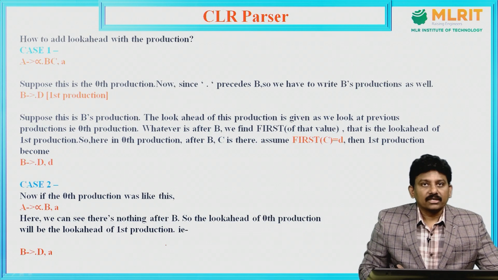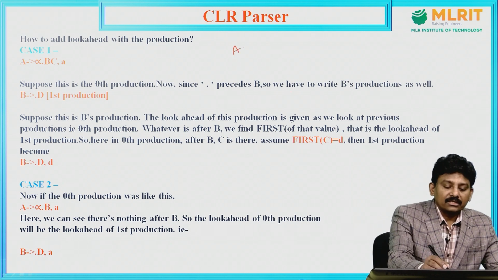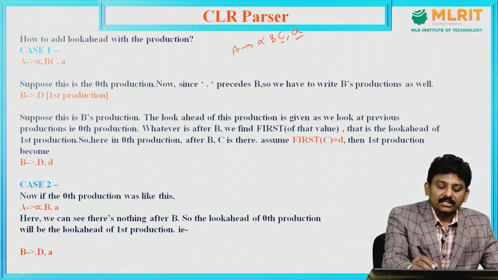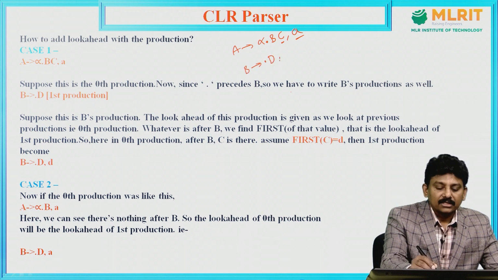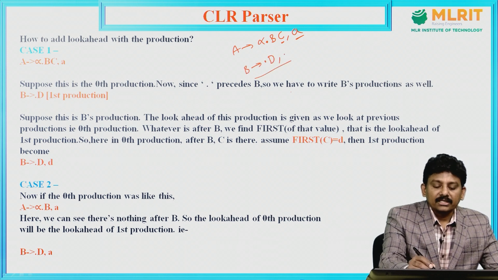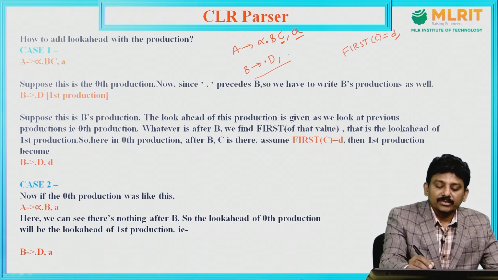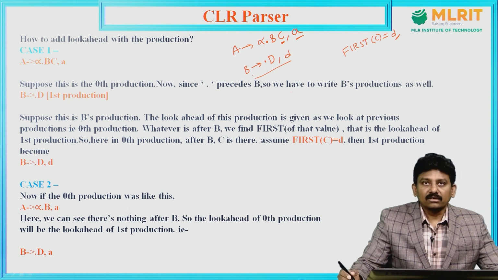How to add lookahead to the rules? Case 1: if there is a rule A derives alpha dot B C, comma a as the lookahead, and B is a non-terminal followed by C. Here dot is preceding B, so add the B rules, B derives dot D. For this rule, the lookahead is first of C. Whatever follows B, we need to find first of C, and that is added to B derives dot D as the lookahead.